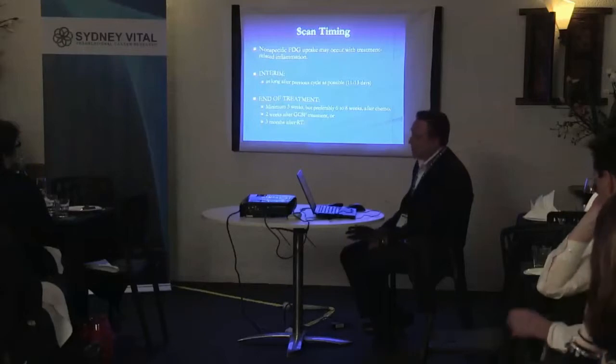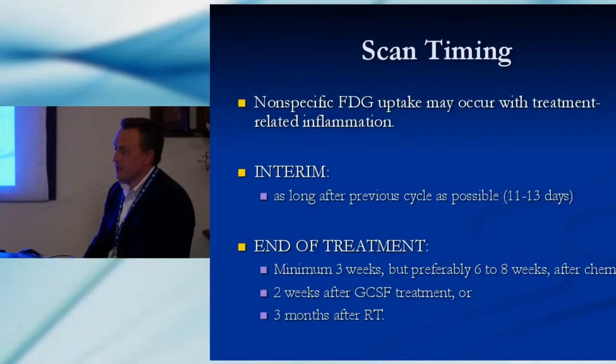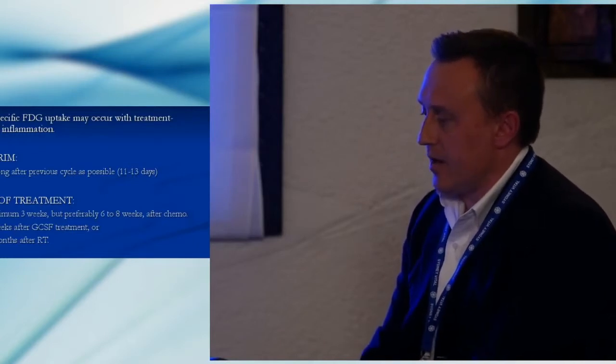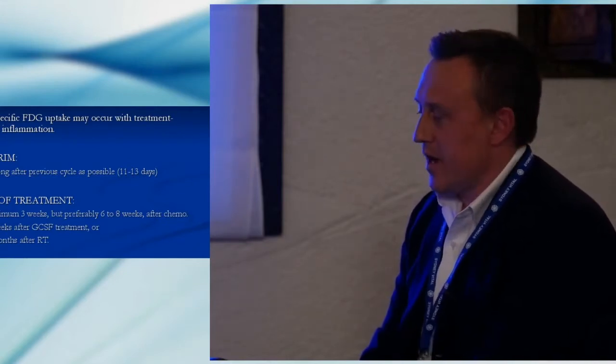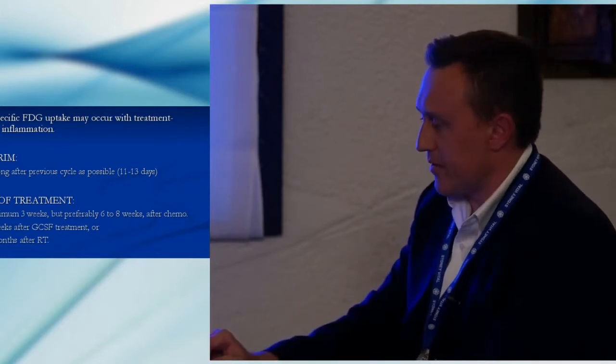A brief note on scan timing. We often see non-specific FDG uptake during treatment, which is presumed related to treatment-related inflammation. And so if we're going to perform an interim scan, it's recommended that we should wait as long after the previous cycle as possible. Ideally, that's in the 11 to 13-day period for a 14-day cycle protocol. And at the end of treatment, it's recommended to do it at least 3 weeks post-chemotherapy or up to 3 months post-radiotherapy.